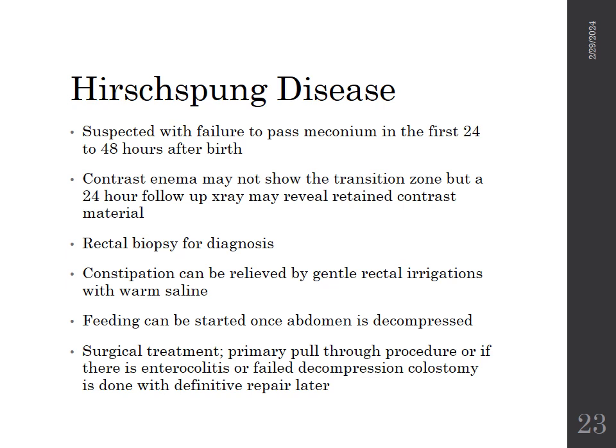Surgical treatment will depend. If the patient responds well to these rectal irrigations and enemas, then the surgeon may consider doing a primary pull-through procedure and save the baby from a colostomy. So we do this decompression, we start the oral feeding, and if the baby is responsive to regular washouts, as they call them, or rectal irrigations with saline, then the baby goes on for a while and enters to do a primary pull-through procedure.